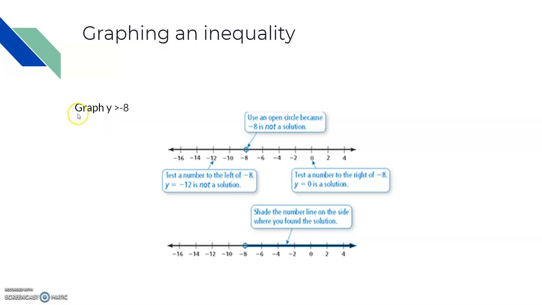Graphing an inequality. So graph y is greater than minus 8. We have a number line here. Use an open circle because minus 8 is not a solution. Shade the number line on the side where you found the solution.